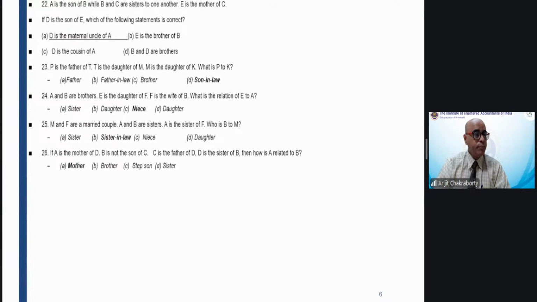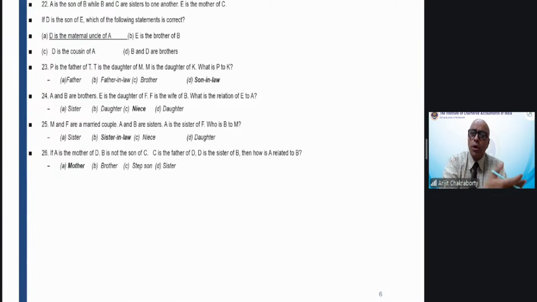It is given B is not the son of C. So we have B, but B is not the son of C. That means B is the daughter. So we see the family A and C. A is the mother, C is the father. That means A and C are husband and wife. They have two children. B is the daughter and they have one more child, D. Now it is given C is the father of D, correct? D is the sister of B. Then how is A related to B?